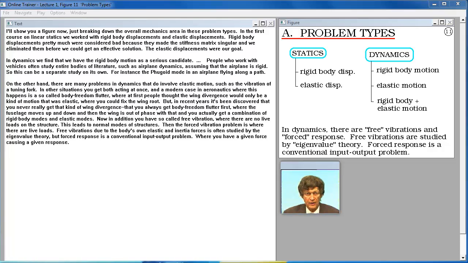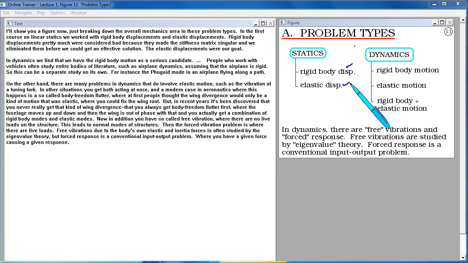I'll show you a figure now just breaking down the overall mechanics area into these problem types. In the first course on linear statics, we worked with rigid body displacements and elastic displacements. Rigid body displacements pretty much were considered bad because they made the stiffness matrix singular, and we eliminated them before we could get an effective solution. The elastic displacements were our goal.